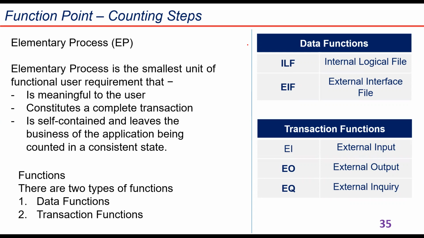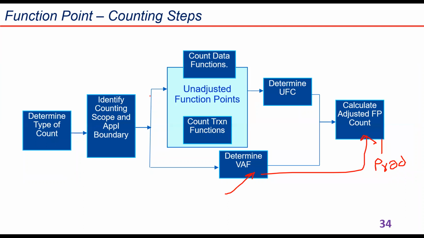You have to update it in your system. So that is external input. External output is the reports what your system is generating. So that will come under external output. And external inquiry is the query what you are generating. So you measure these numbers as a part of your function point process.